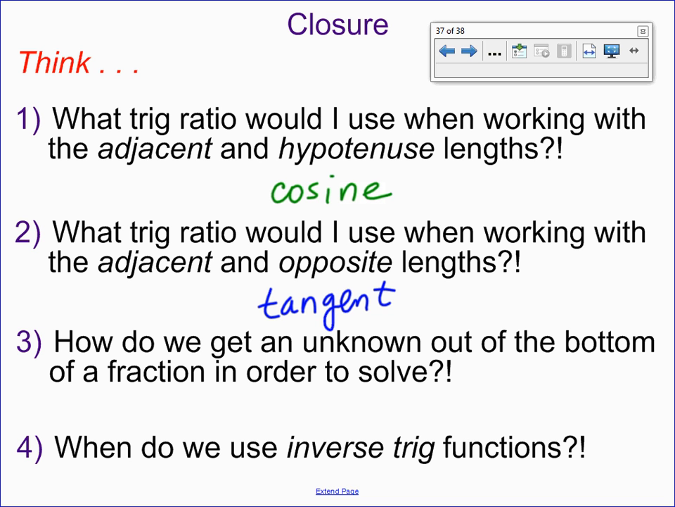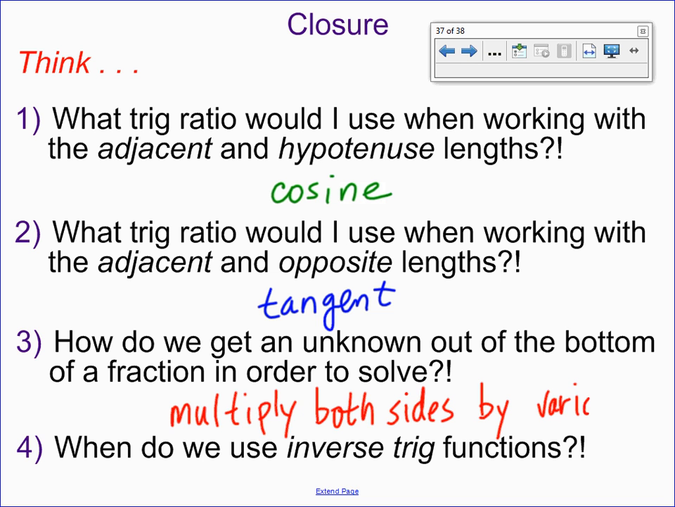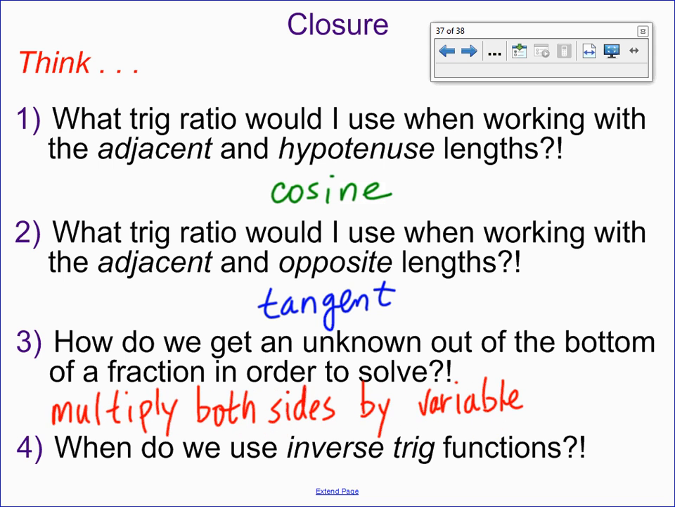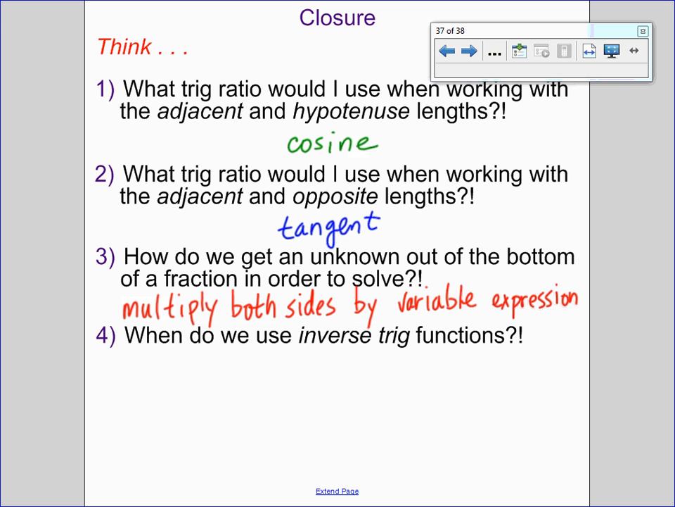How do we get an unknown quantity out of the bottom of a fraction in order to solve? Samantha? Absolutely. Multiply both sides by the unknown. Good job. So we'll multiply both sides by that variable expression. Perfect. And lastly, when do we use inverse trig functions? Will? To find angles. Absolutely. To find unknown angle measures, right? So when we wanted to find unknown angle measures, that's when we use the inverse trig functions.